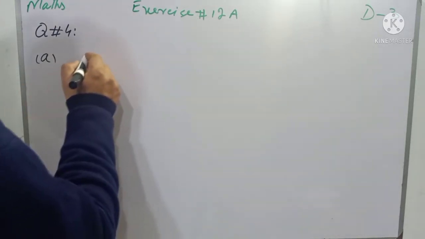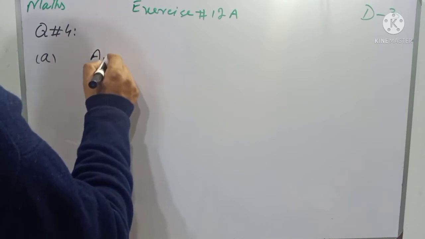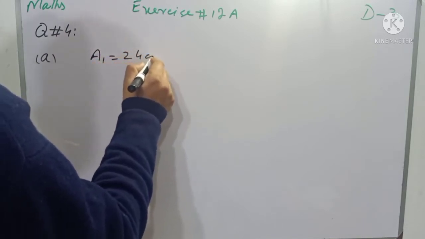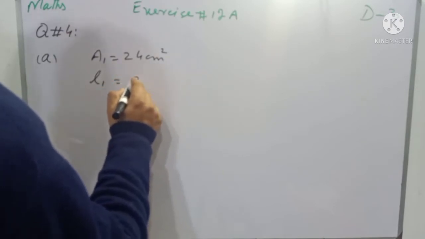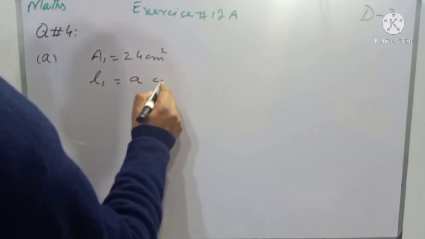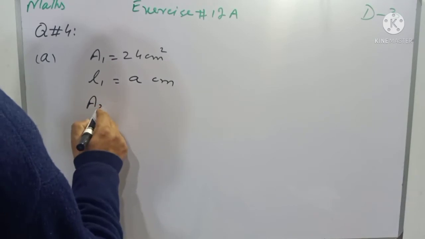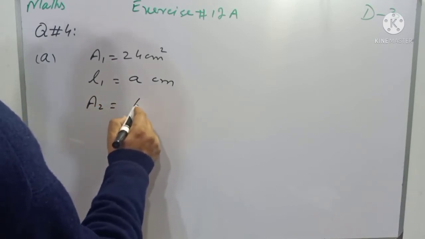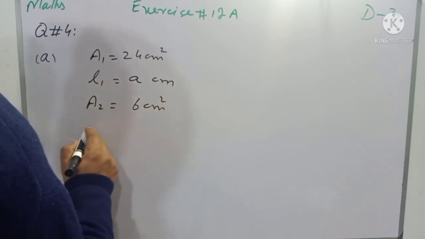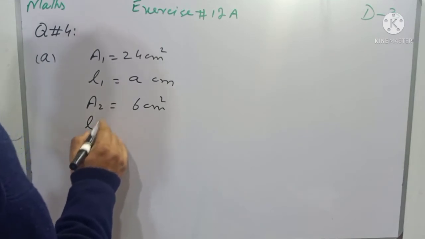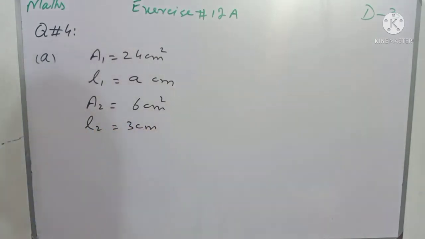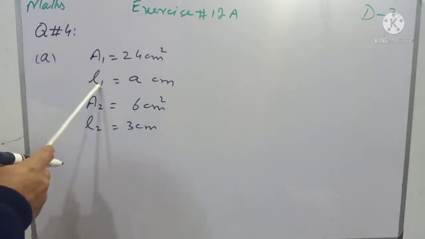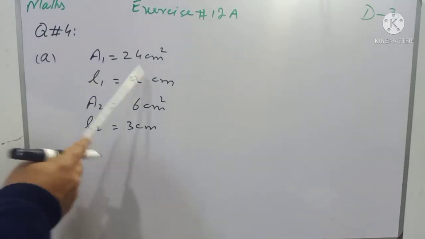So students, A1, the area of the first triangle, is given, that is 24 centimeter square, and L1 is A centimeter, which means we have to find A, whereas the area of the second figure is 6 centimeter square, and L2, the length of the second figure, is 3 centimeter. And students, we have to find the length of the first figure, that is A.